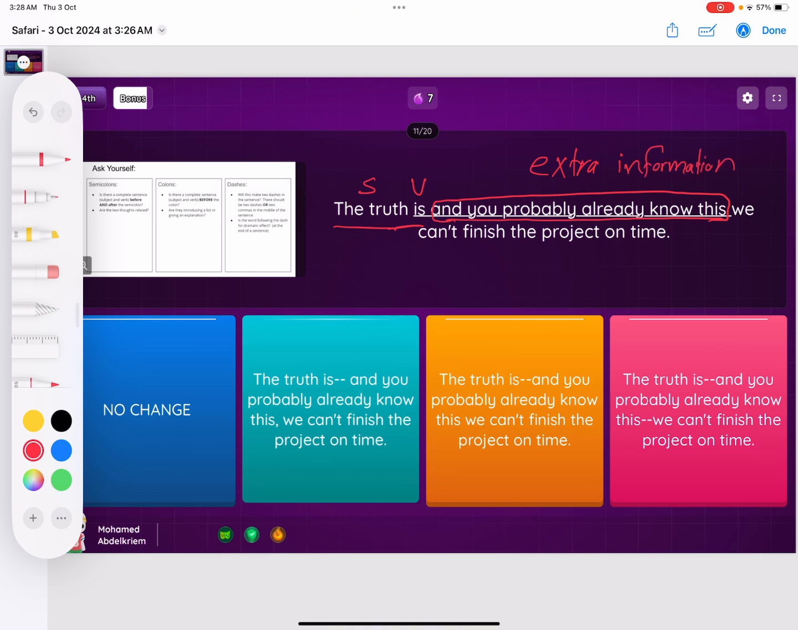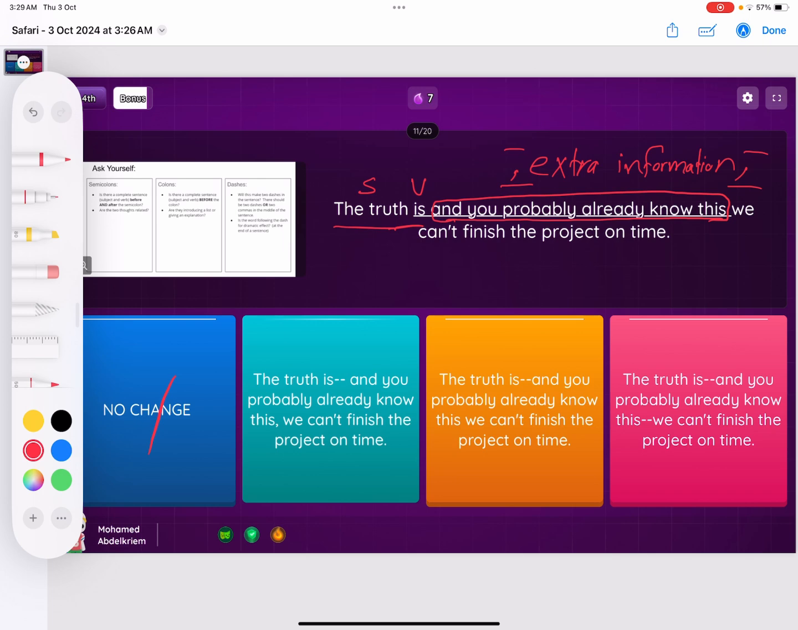And we said before, whenever you're having non-essential or extra information, you must use 2 commas or 2 dashes to set them off. If you cross this part from the sentence, it will still make sense. Like I can say, the truth is, we can't finish the project on time. So it makes sense without this part. Whenever we're having any extra information, what are we going to do? You can use 2 commas or 2 dashes. So let's check which one has 2 dashes or 2 commas.